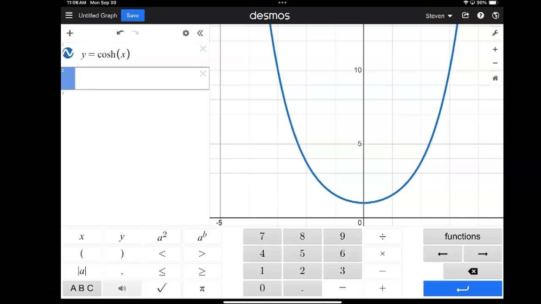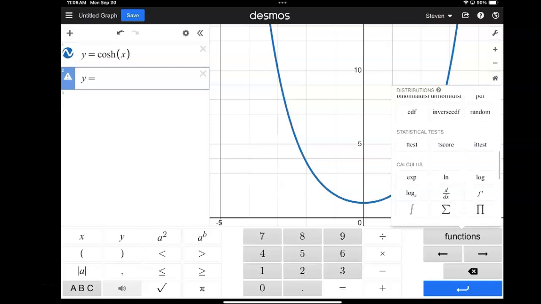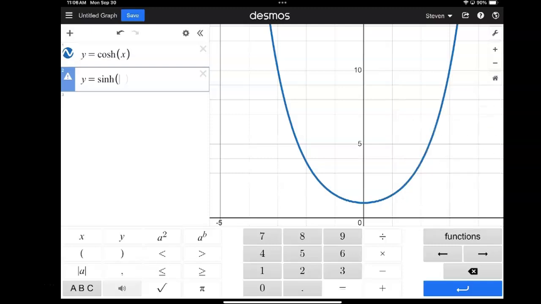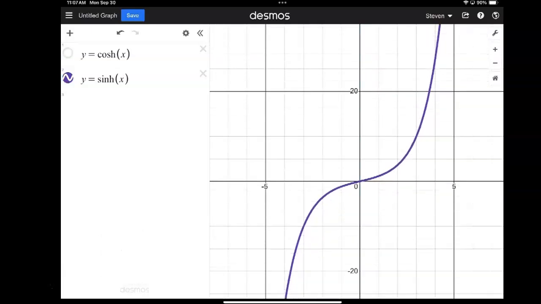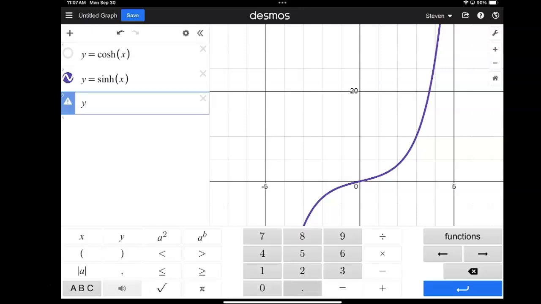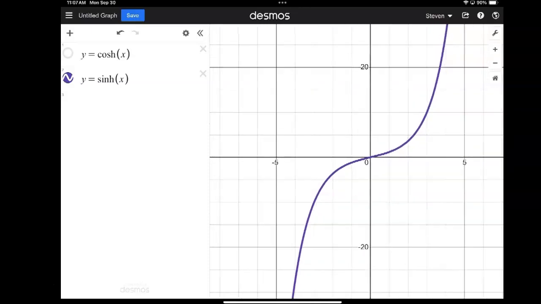And then the other one, the hyperbolic sine, looks an awful lot like a third degree equation, right? It looks very similar to the x cubed graph, again, the x cubed graph being sharper. So very similar type of graph. Those are the two graphs, the hyperbolic cosine and the hyperbolic sine.